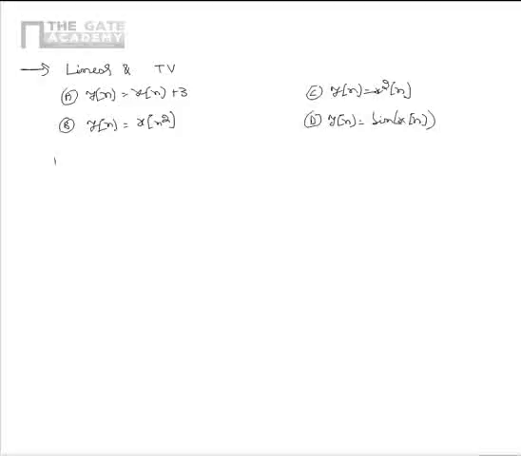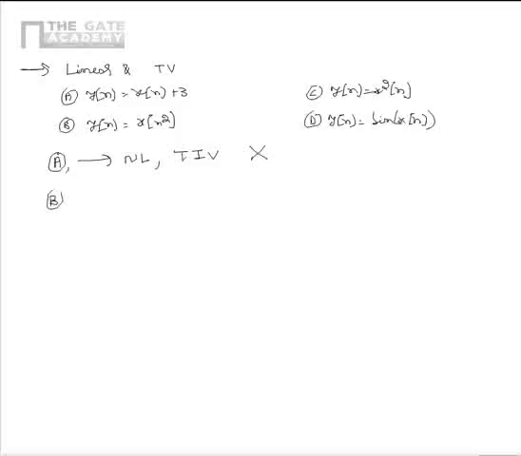If we pick each of the systems, the system in option A doesn't satisfy the superposition principle, so it is non-linear. But here we can see that the delayed version of input would give a delayed version of output, so the system is a time invariant system. So this is not the required system.